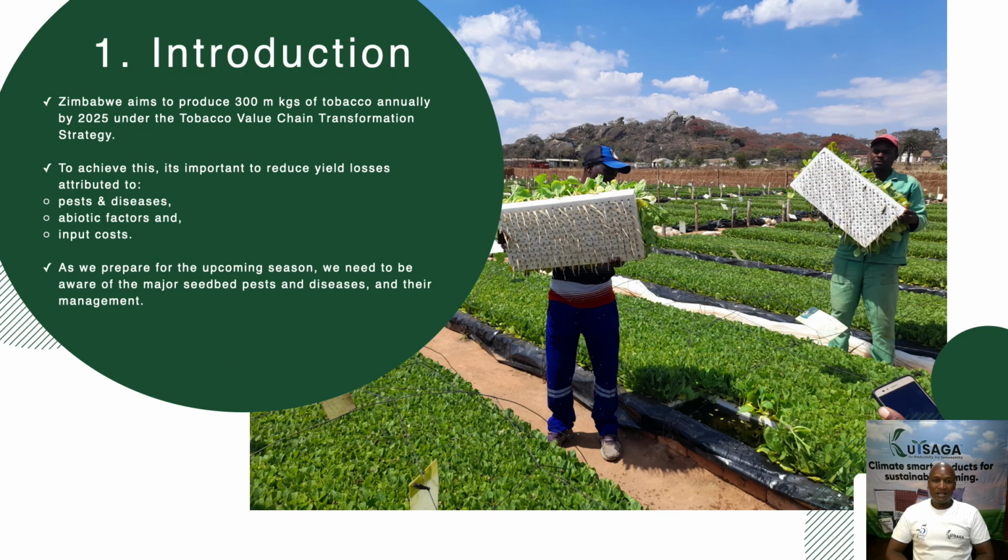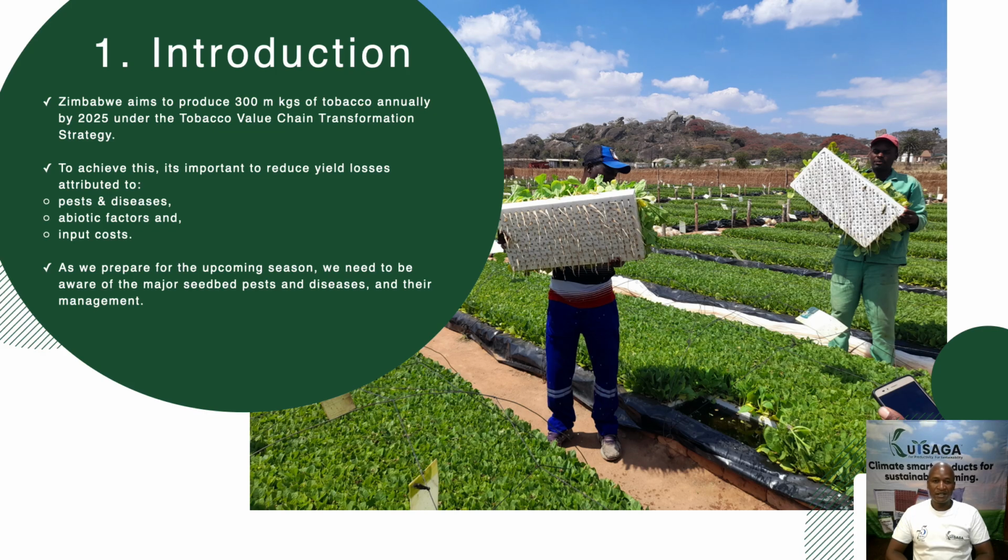As a very brief introduction, I'm going to say that tobacco is a major cash crop to Zimbabwe. And under the tobacco value chain transformation strategy, the country aims to produce 300 million kilograms of tobacco annually from the year 2025. And this should enable us to realize a $5 billion tobacco industry.